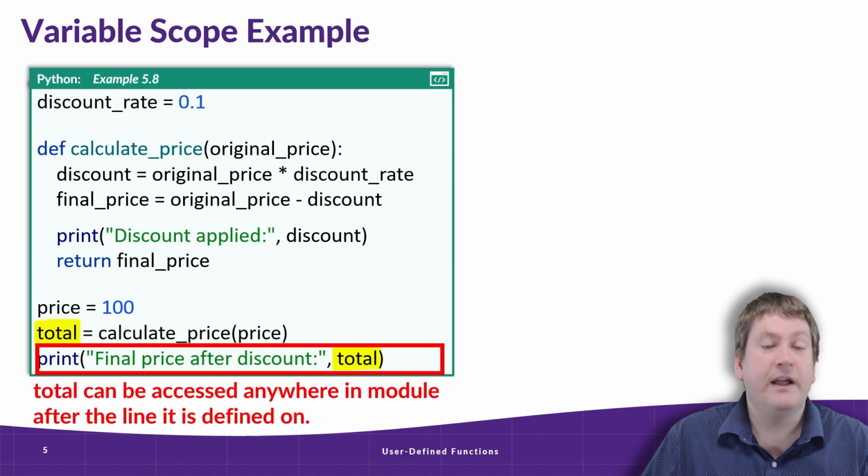Another one here is total. Again, this is in the global scope, and it can only be accessed in lines in this module after it's been declared.